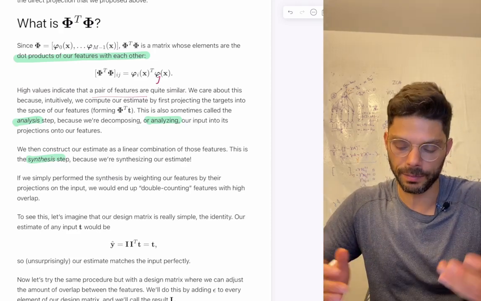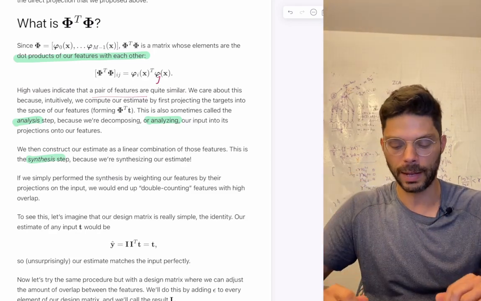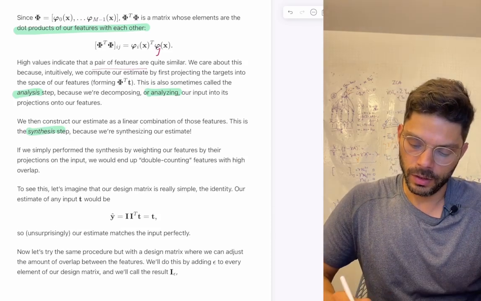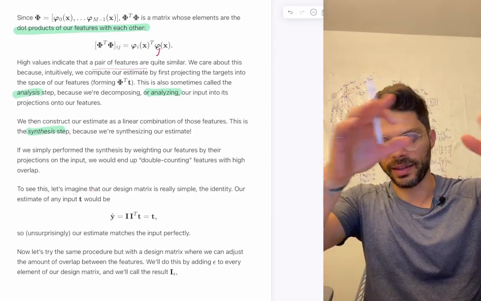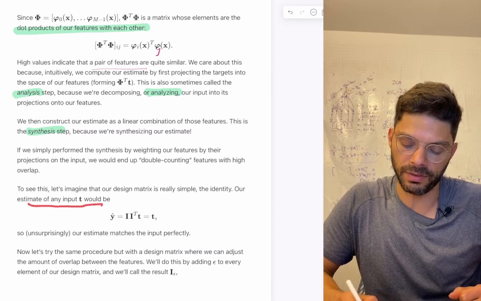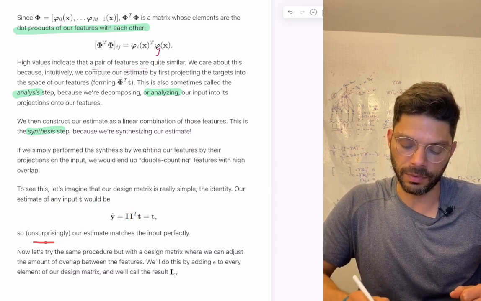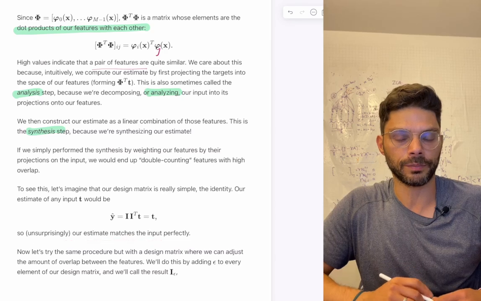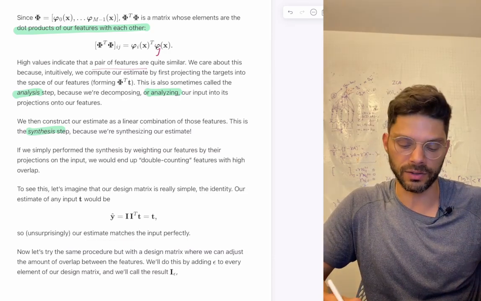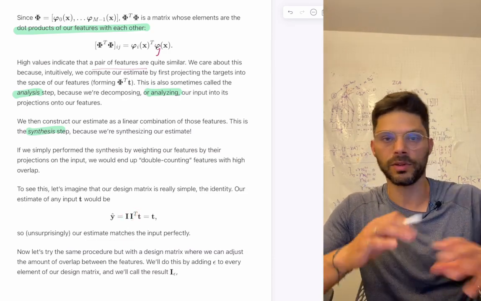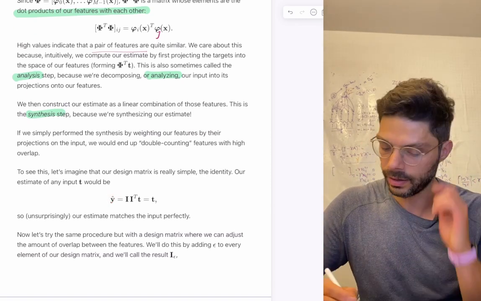Okay, so the way we're going to see this in action, we're going to start with a design matrix that we can handle and where we can adjust the overlaps and see what it does. Let's imagine that our design matrix is really simple. It's the identity, so our phi in this case is just the identity matrix. So our estimate of any input t, y hat, is phi transpose times t. Unsurprisingly, our estimate matches the input perfectly. In that case, we have as many features as data points, and I transpose I inverse just becomes the identity. So, a very, very simple situation.